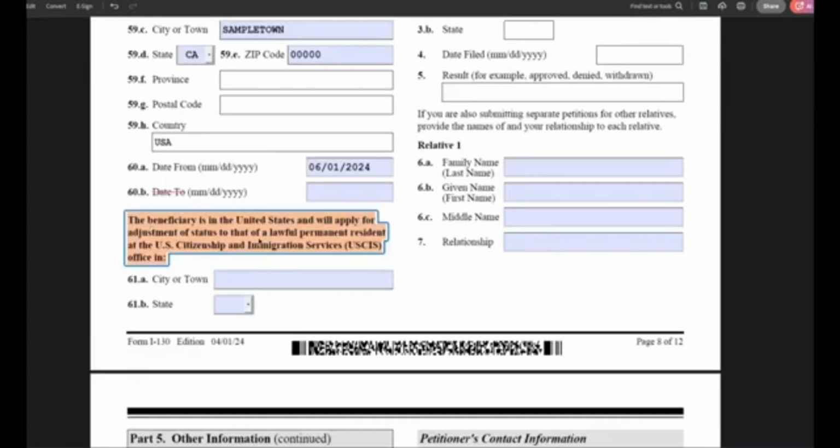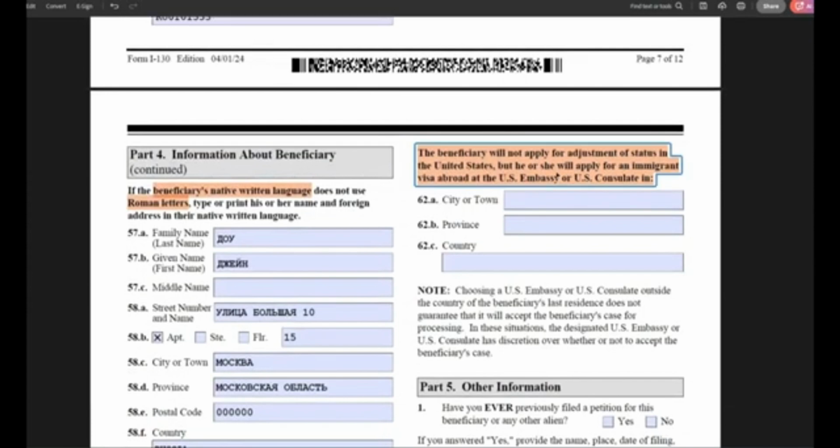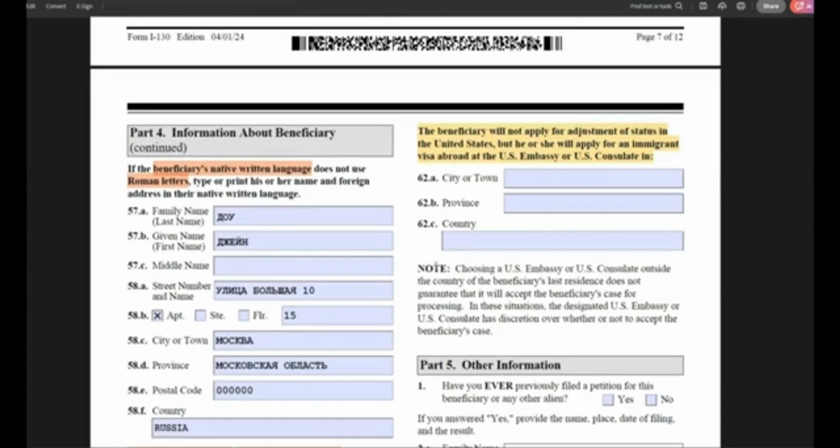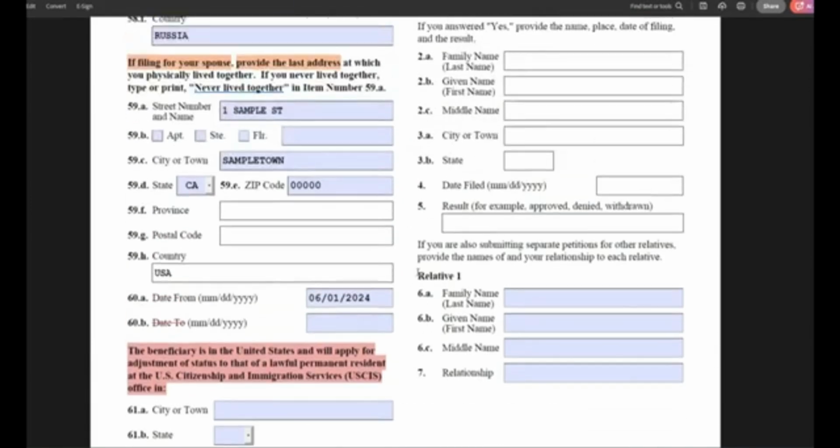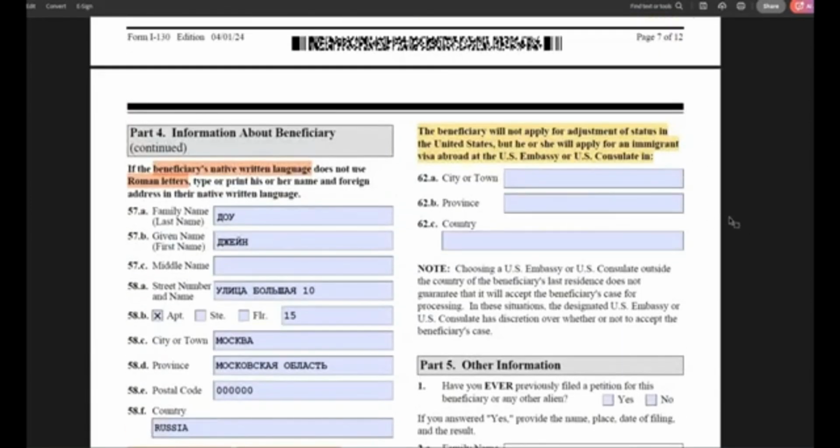This section is asking if your beneficiary will be applying for adjustment of status, which means they're currently inside the US and they will be filing the form I-485. This question is asking if your beneficiary will be overseas at an embassy or consulate. If you do not answer any of these questions, USCIS will retain your approved petition and will not let you move forward in your case unless you pay another rather high fee and fill out another form for them to transfer this petition to an embassy or consulate.